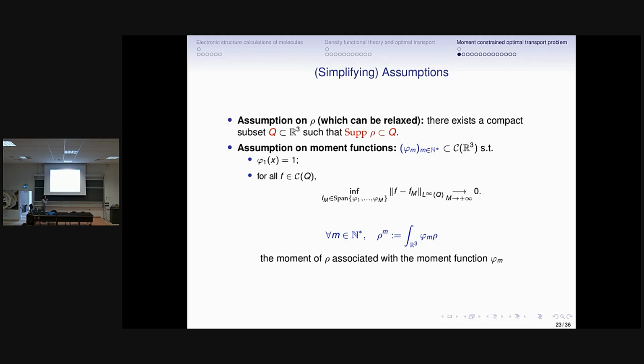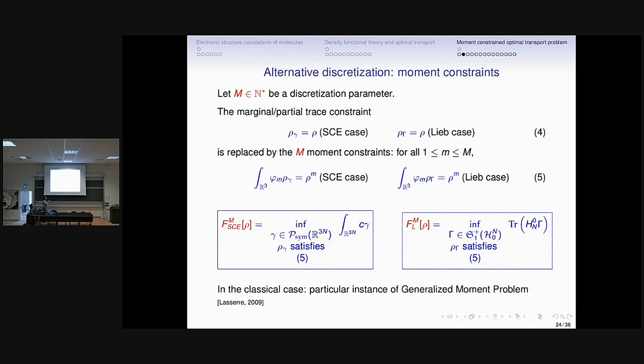Now for any M in N star, we define rho_M as the moment of the electronic density rho associated to the moment function phi_M. So rho_M will be the integral over R^3 of phi_M times rho. Now what we do is replace the original quantum and classical optimal transport problems where you had these different constraints. Remember, in the classical optimal transport problem, we had this quantity rho_gamma, where gamma was a probability measure on R^{3n}, which was imposed to be equal to some rho. That was the SCE case. In the Lieb case, you had a similar constraint where rho_gamma was the electronic density associated to an operator.